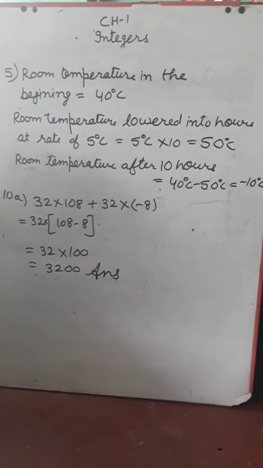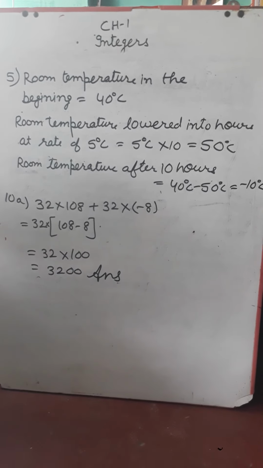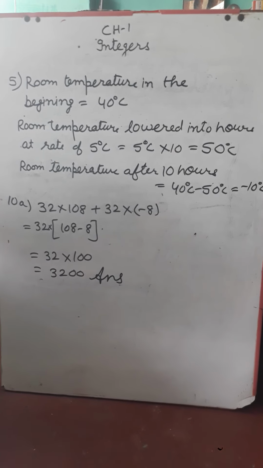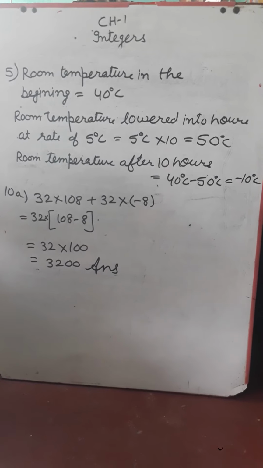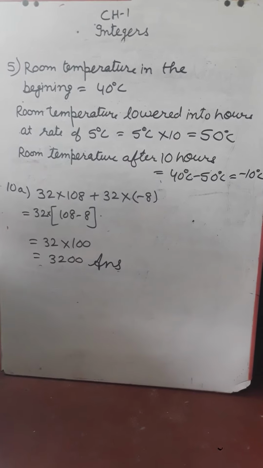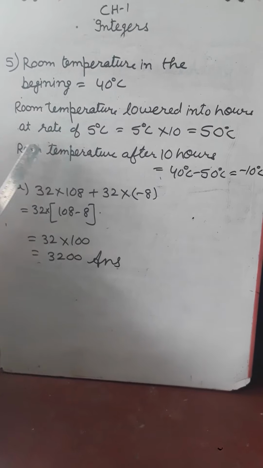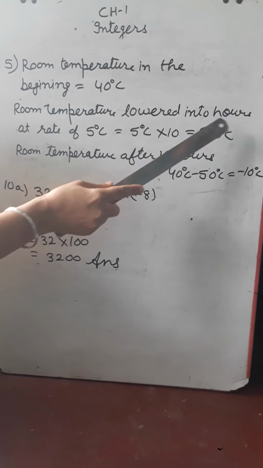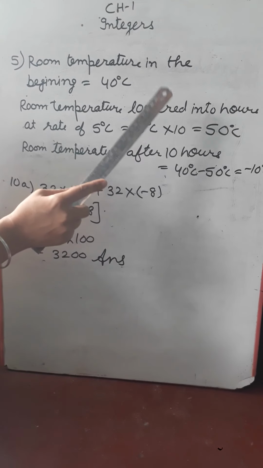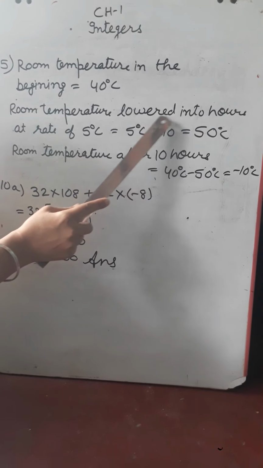Let us take question number 5 of your book exercise 1.3. A certain freezing process requires that room temperature be lowered from 40 degrees Celsius at the rate of 5 degrees Celsius every hour. What will be the room temperature 10 hours after the process begins? Now, room temperature in the beginning is 40 degrees Celsius. Room temperature is lowered at the rate of 5 degrees Celsius per hour. We have 10 hours, so 5 degrees Celsius multiplied by 10, we have 50 degrees Celsius lower room temperature.